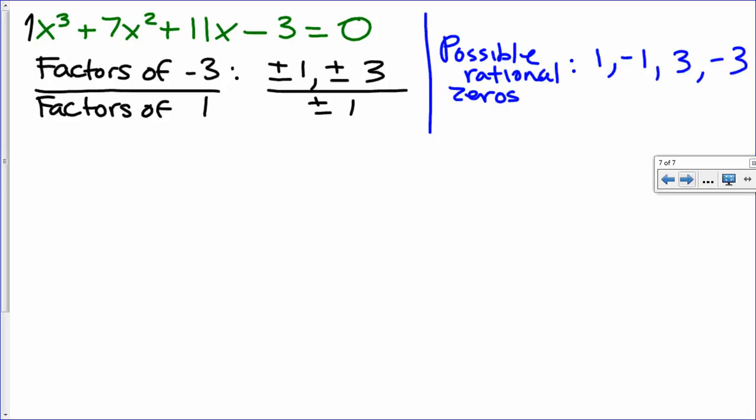Okay, now I want you guys to test them. So you're going to perform synthetic division. If your remainder is equal to 0, that means yes, it is a 0.